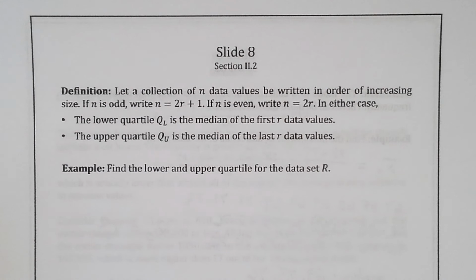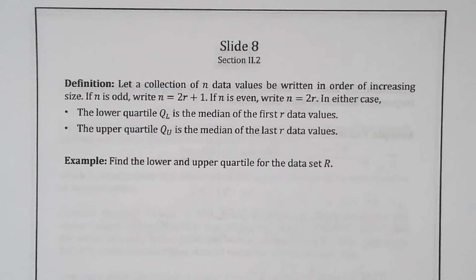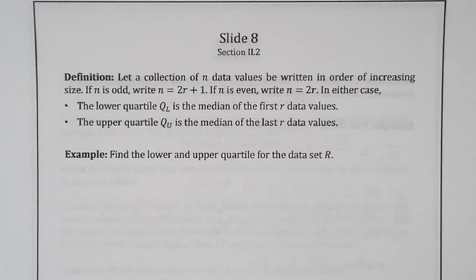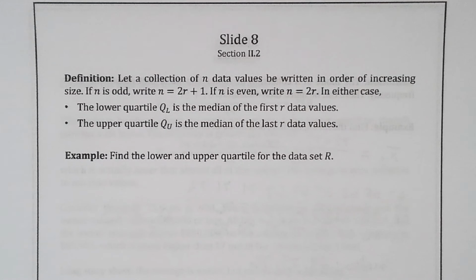So let a collection of n data values be written in order of increasing size. If n is odd, write n equals 2r plus 1. If n is even, write n equals 2r. So basically that number r is the quotient when you divide n by 2. In either case, the lower quartile is the median of the first r data values. The upper quartile is the median of the last r data values. So let's find the lower and upper quartile for the data set R.